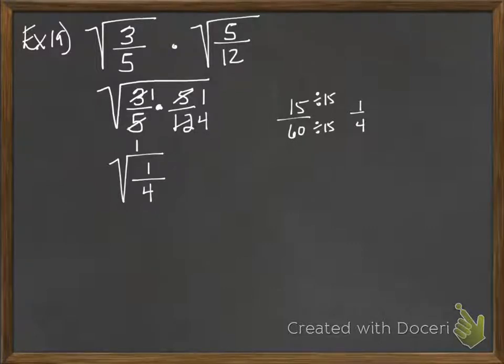All right, we're not finished yet. We've got to take the square root of 1/4. So we take the square root of the top. The square root of 1 is 1. And we take the square root of the bottom. The square root of 4 is 2. So 1/2 times itself 2 times is 1/4. So your final answer is 1/2.